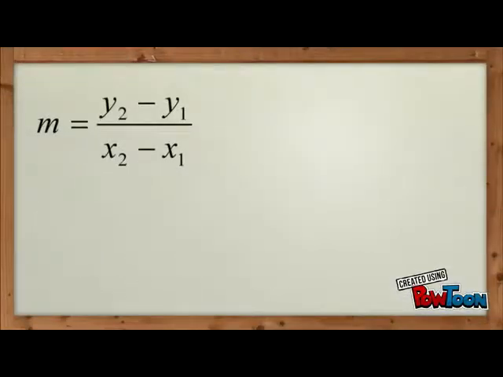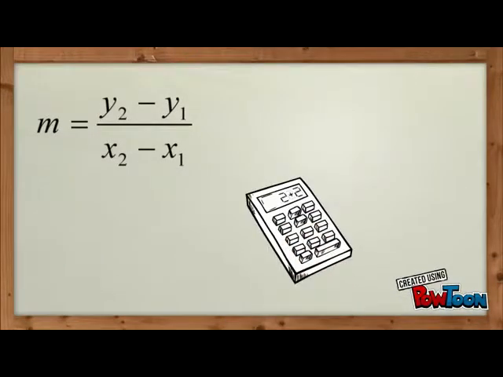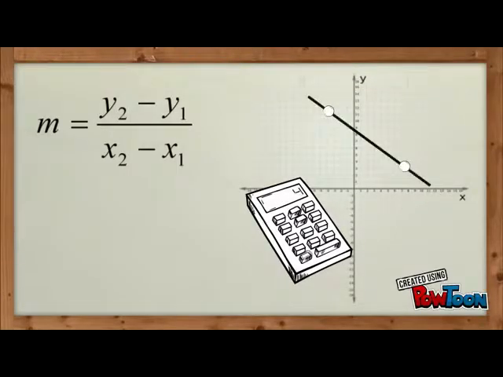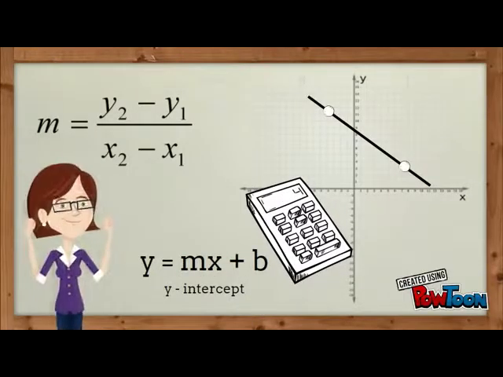Using that formula, we can now calculate the slope of a line in the Cartesian plane given two points along the line. The good thing about it is that we can use the formula to get the y-intercept form, which we'll discuss in the next tutorial.